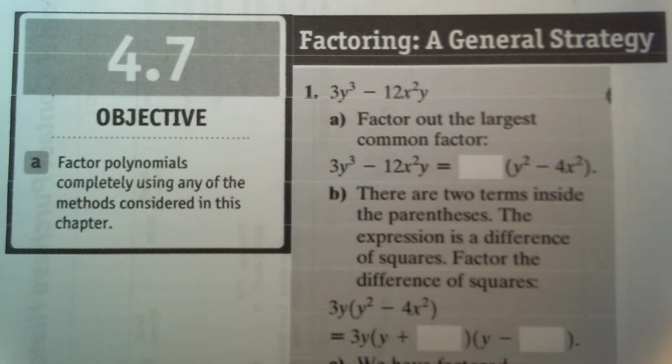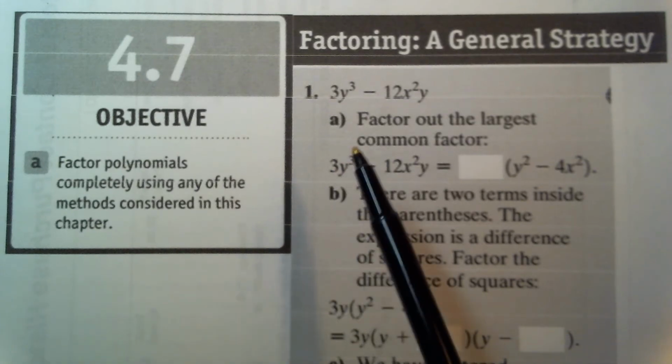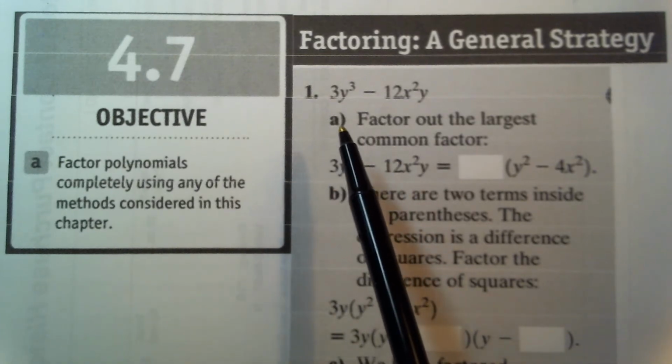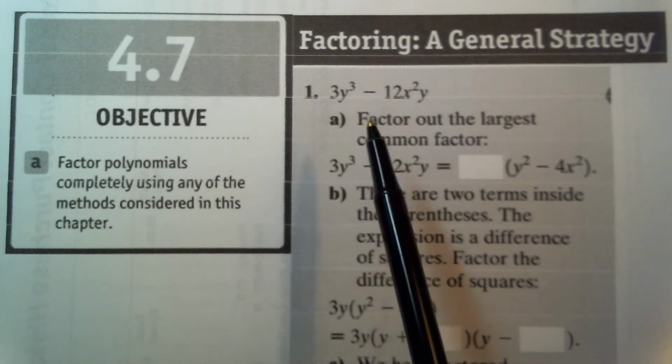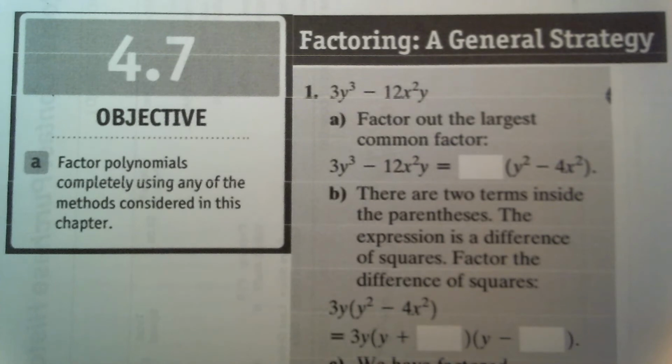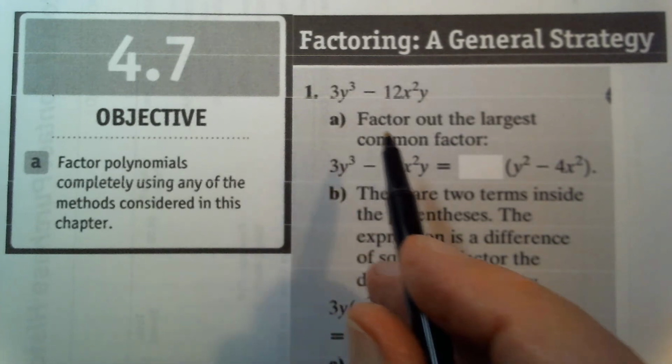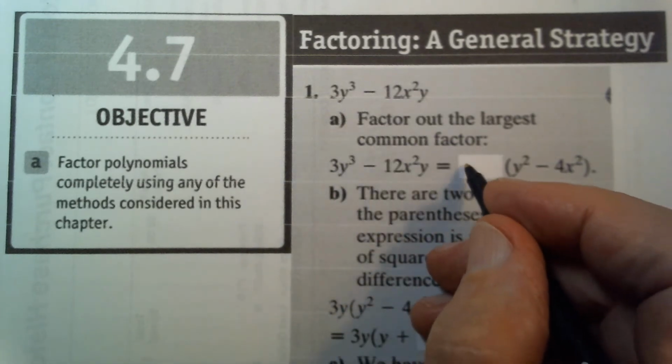And you may remember one of the first things you want to do is see if there's a common factor among the coefficients and the variables, and sure enough, the 3 is a common factor. So we can factor out a 3, and y is also common to both terms, so we can factor out a 3y.